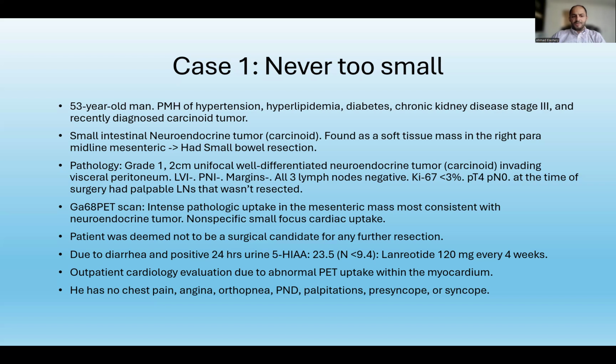In the meantime, due to diarrhea and a positive 24-hour urine for 5-HIAA, lanreotide was started, and the patient had slight improvement in the first few weeks.